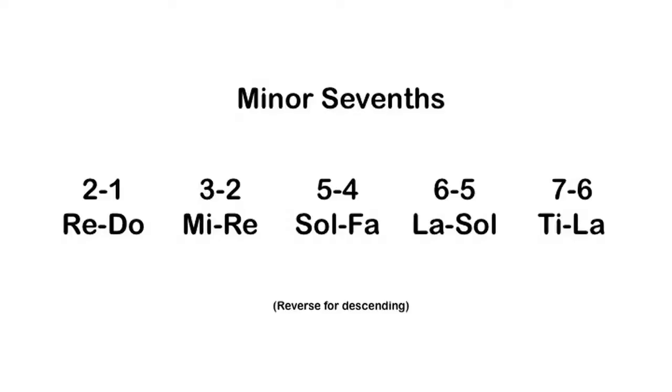Minor sevenths show up in 5 places in the major scale, between scale degrees 2 and 1, 3 and 2, 5 and 4, 6 and 5, and 7 and 6. By far, the vast majority of minor sevenths that you hear in real music consists of scale degrees 5 and 4. So that's the one I'm going to use when singing a minor seventh.